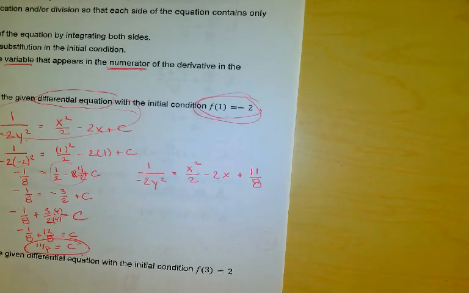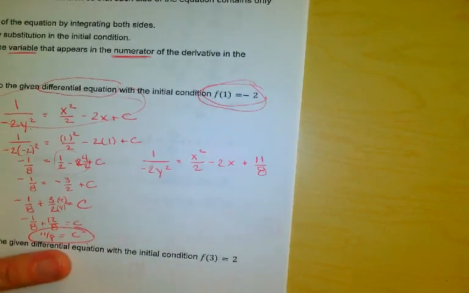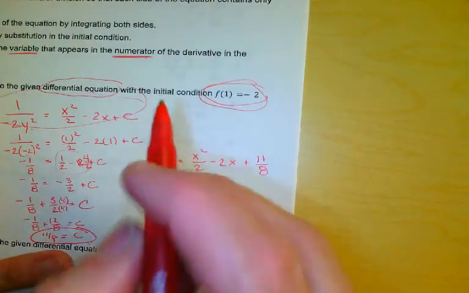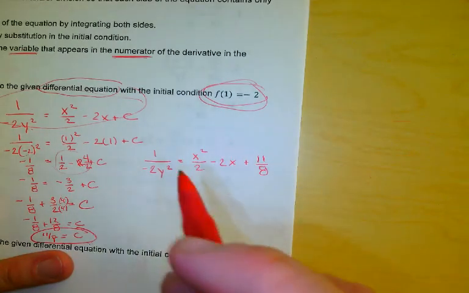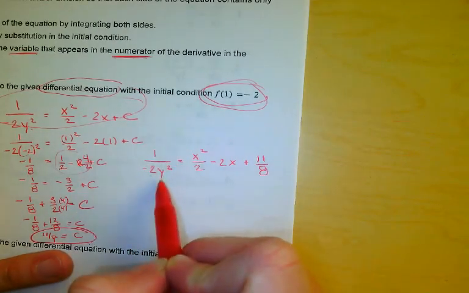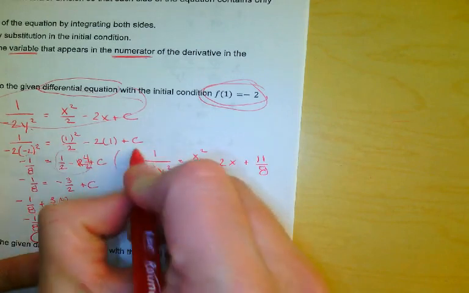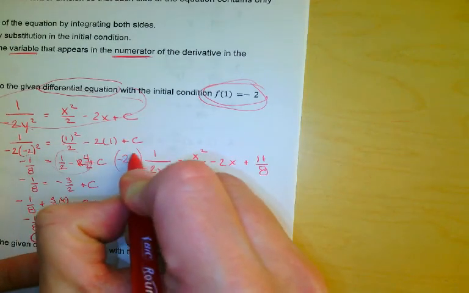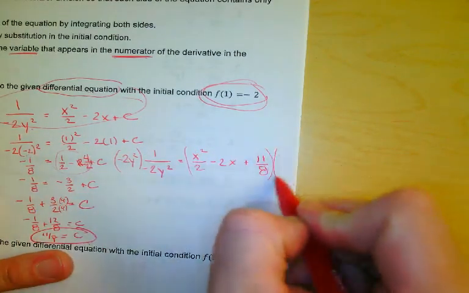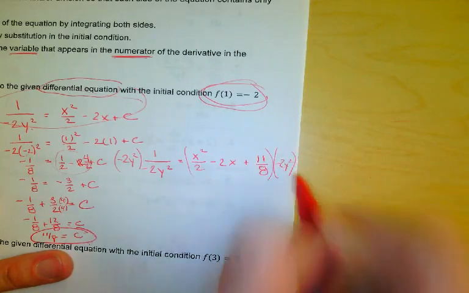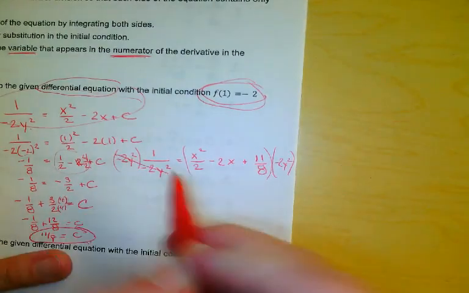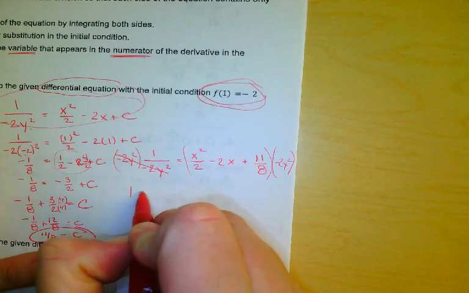And then your goal is just to get y by itself. However you can, you just need to get that y alone. And again, I'm going to go one way. If you went a different way, that's probably perfectly fine, as long as you don't make any crazy algebra errors. I'm just going to multiply both sides by, since this y squared is down here, negative 2y squared. So that'll eliminate that. So I have 1 equals.